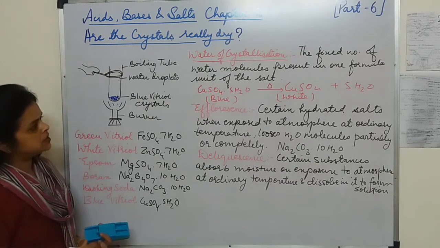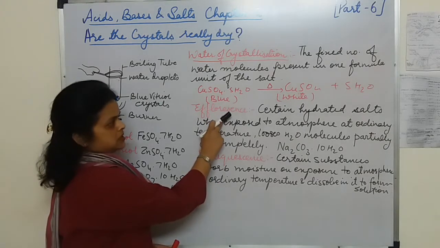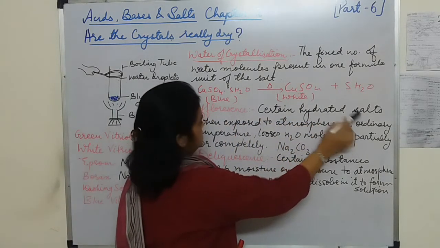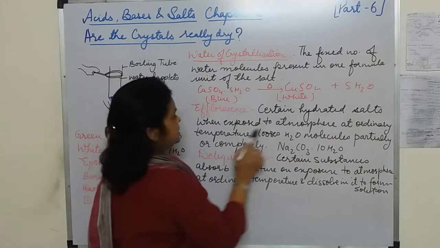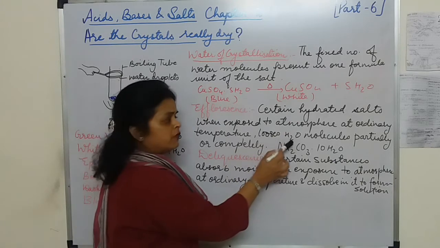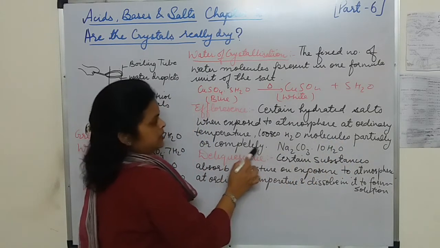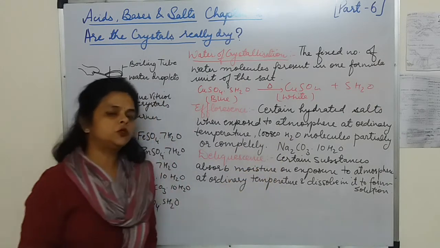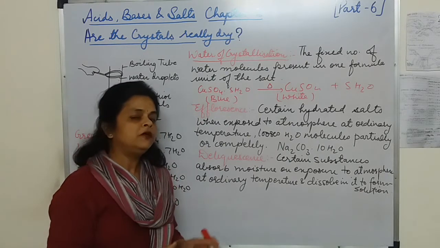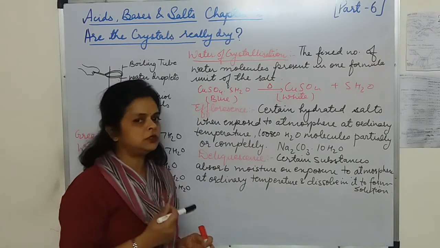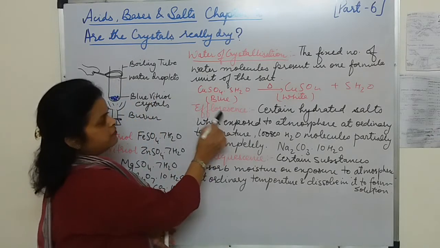Now we will discuss some terms which are very important. First, efflorescence. Certain hydrated salts, when exposed to the atmosphere at ordinary temperature, lose water molecules either partially or completely. An example is washing soda. When these salts are kept exposed at room temperature, they lose water molecules either completely or partially, and this phenomenon is called efflorescence.